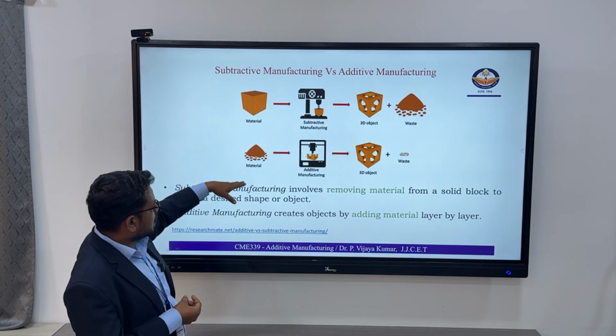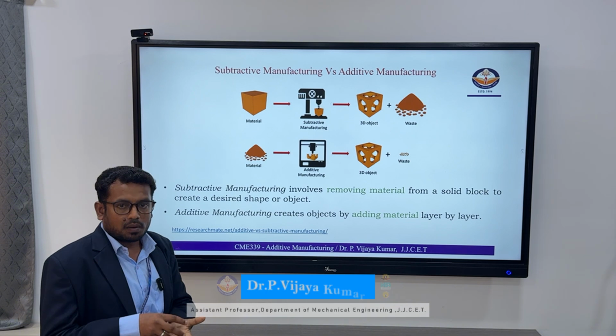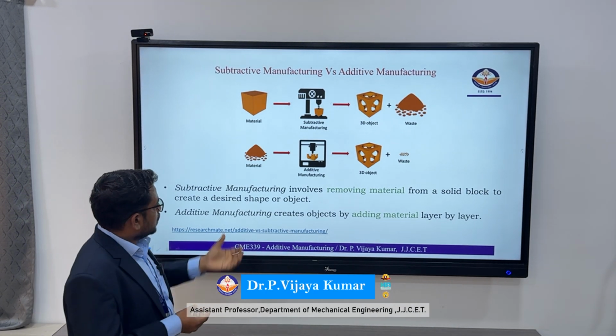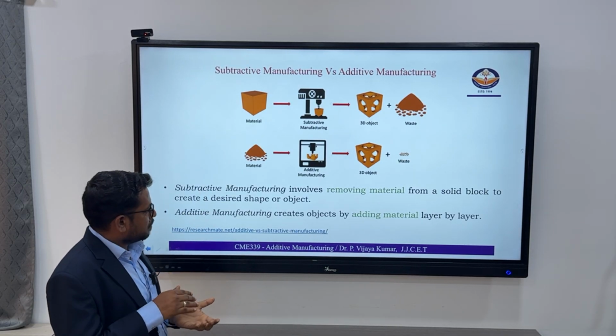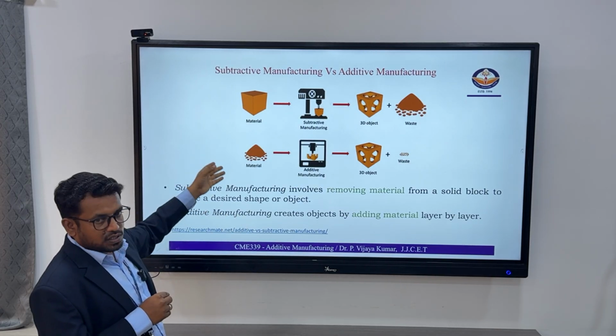And the next one is the other case, additive manufacturing. That means we take powder particles, which may be polymer or metal powders. Based on the material, we add the material in a layer by layer manner. So we will see some of the differences between these two processes.